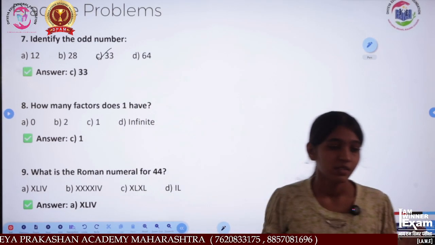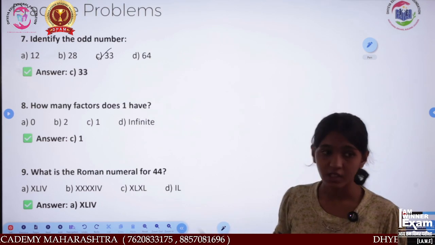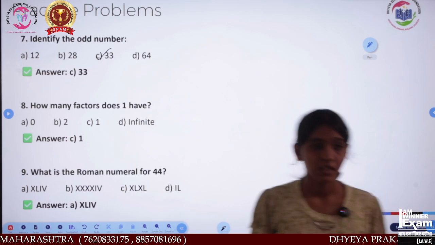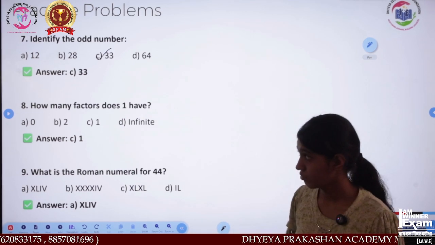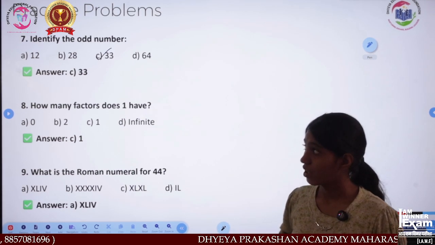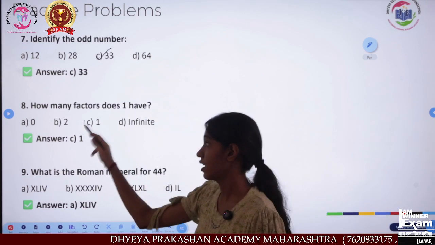Let's do the division. Then the remainder will be 1. How many factors does 1 have? Factors of 1: only one factor, that is 1.